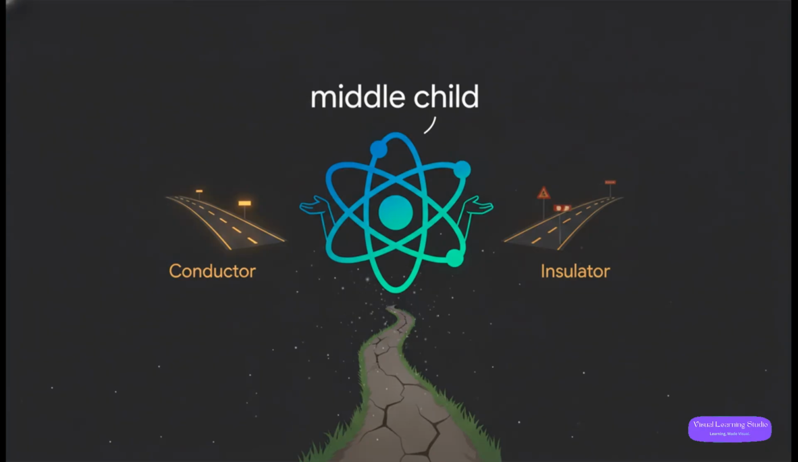And that brings us to our main character, silicon. You know, it's kind of the middle child of the electrical world. It's not a great conductor, but it's not a perfect insulator either. In its pure natural state, it's just kind of mediocre. So the question is, why is this one element the absolute foundation of our entire digital lives?